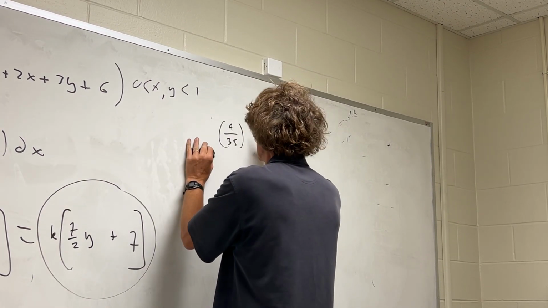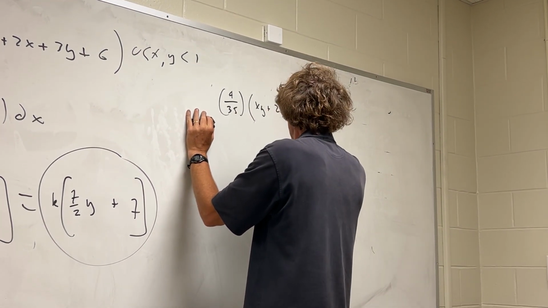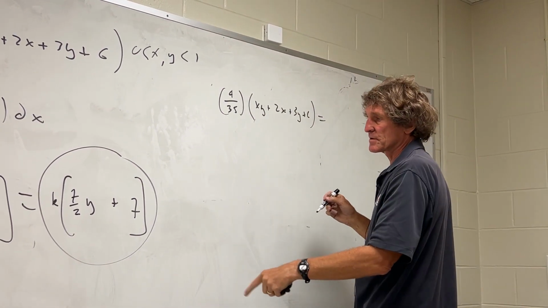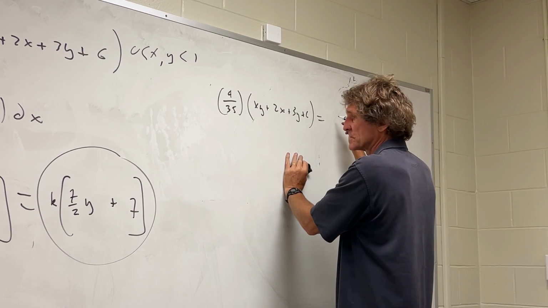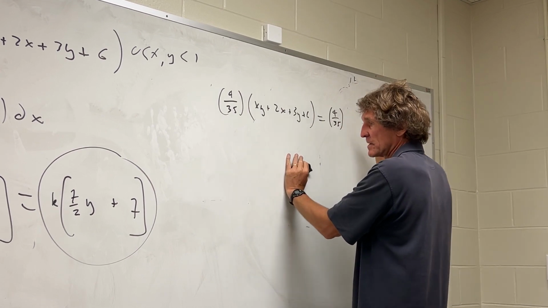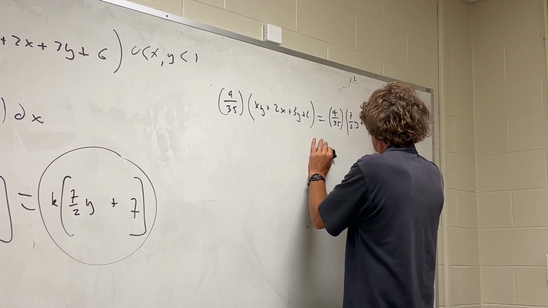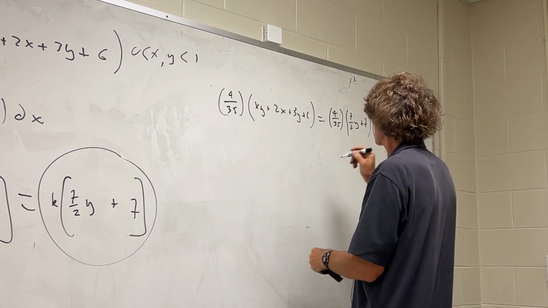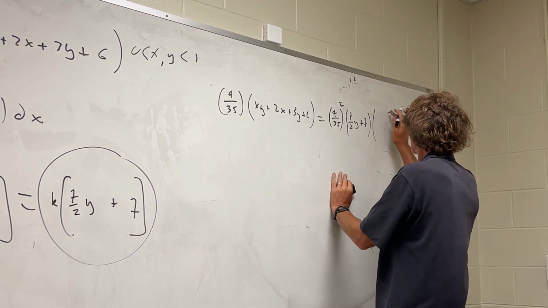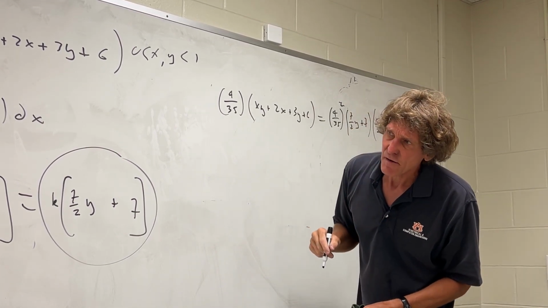Now I'm going to rewrite this. And xy plus 2x plus 3y plus 6. Is that equal to, at 0, this stuff? So I have k, which is 4 over 35, and it's going to be times 7 halves y plus 7. And then the other one has got a k, so it's k squared over here. And it's 5 halves x plus 15 halves.